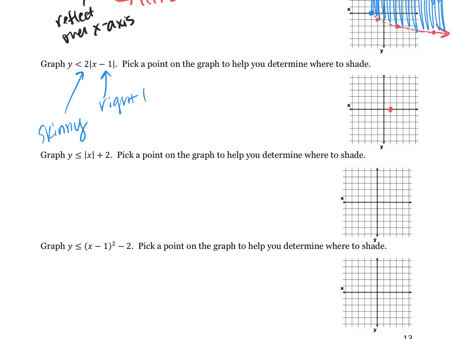Typically we'd go up 1 over 1 when we had an absolute value. But now it's 2 times that absolute value. So we're going to go up 2 over 1. That's going to be like my slope that would make it skinnier. If we went up 1 over 2, it actually would make it wider because it'd be a half. 2 is going to make it go a little skinnier. Dash lines, people, dash lines.